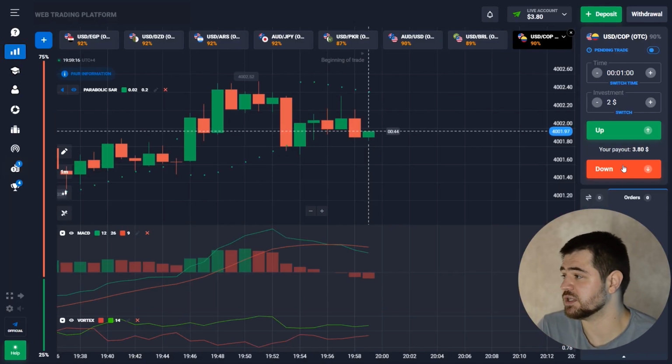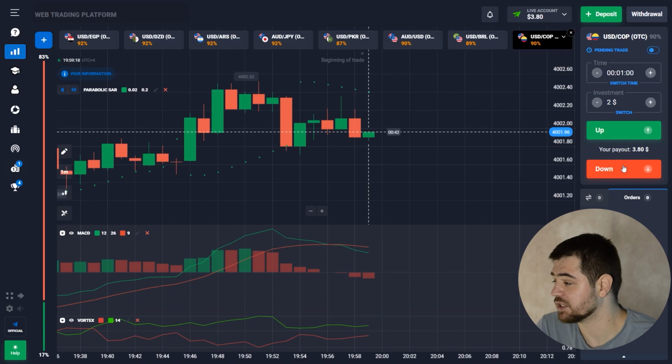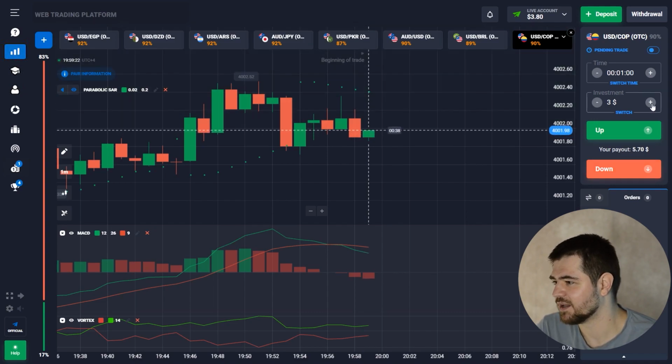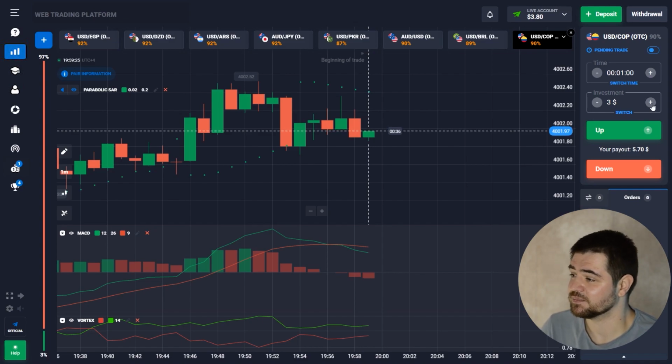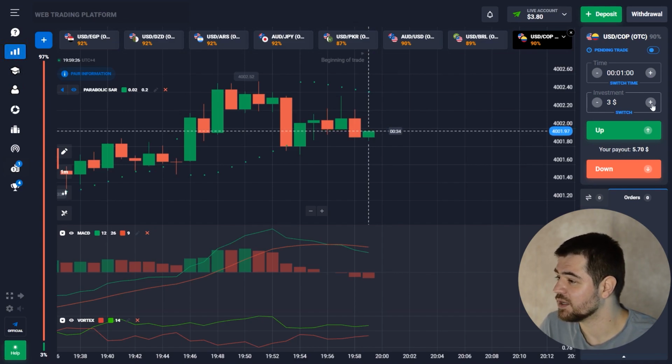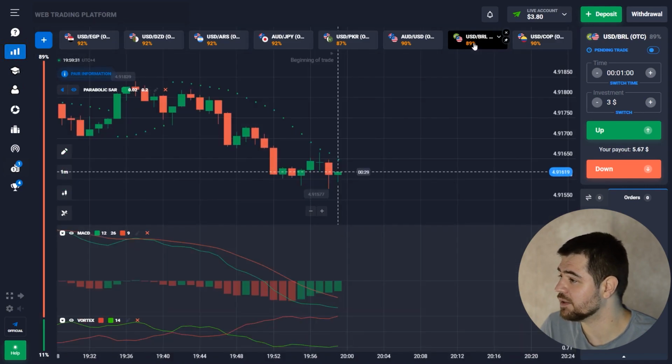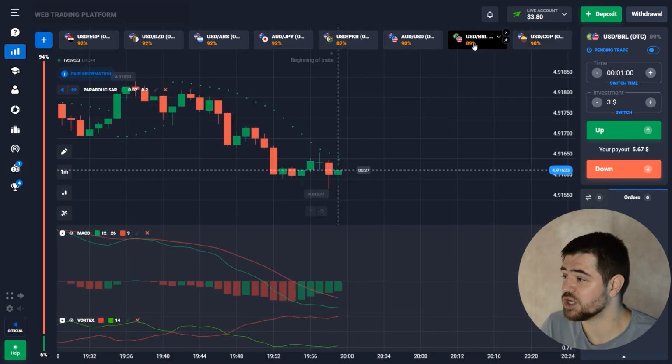Also, guys, I'm using here, as you can see, parabolic SAR. I'm using MACD and I'm using Vortex for my indicators today.